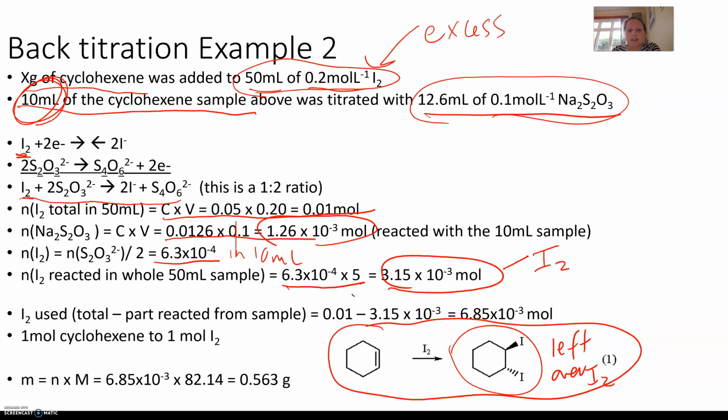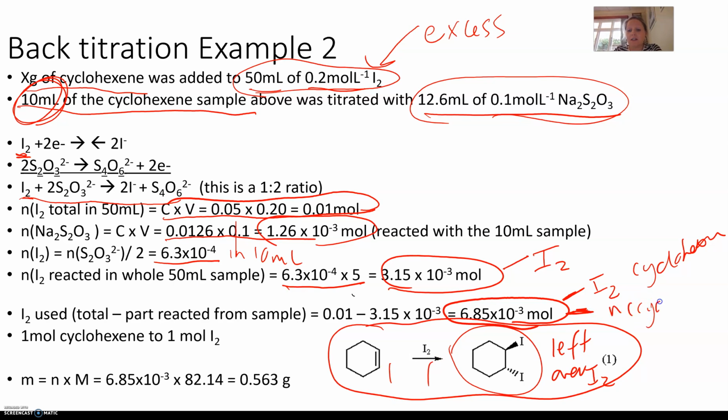So if we have that, and we have our initial number of moles from the beginning, which was this one here, then we can subtract the two, and that'll tell us how many moles of I2 must have reacted with our cyclohexene. And so we do that, and we can work out that 6.85 times 10 to the negative 3 moles of I2 must have reacted with cyclohexene. And you can actually see from this equation, it's a 1-to-1 ratio here. So this is actually the same number of moles as cyclohexene.